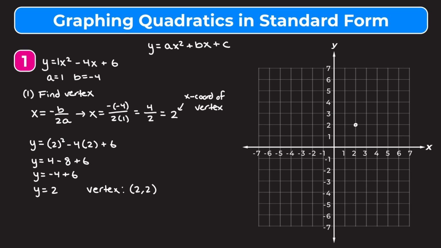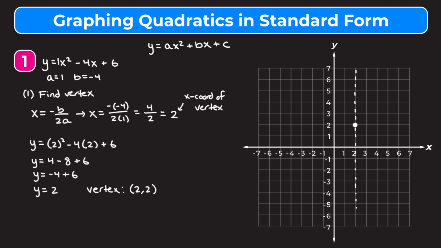So our vertex is 2, 2. And remember that the axis of symmetry runs through the vertex. So I'm going to draw a dotted line right here for our axis of symmetry. And it's going to help us when finding some points. So now what we need to do is find some points.